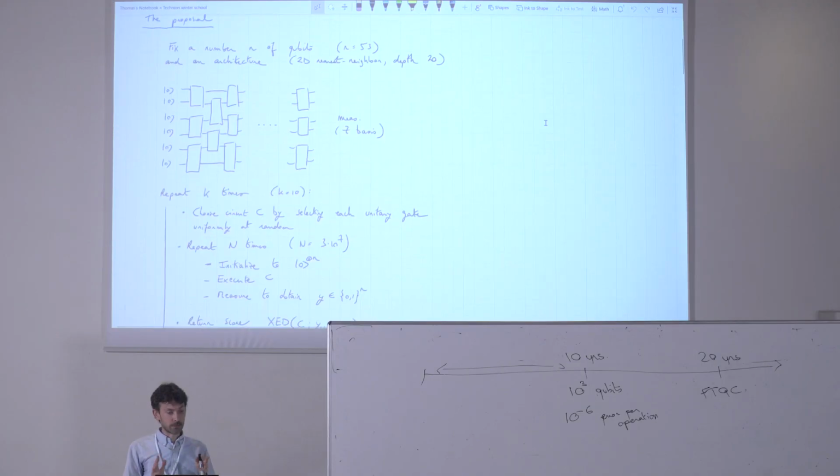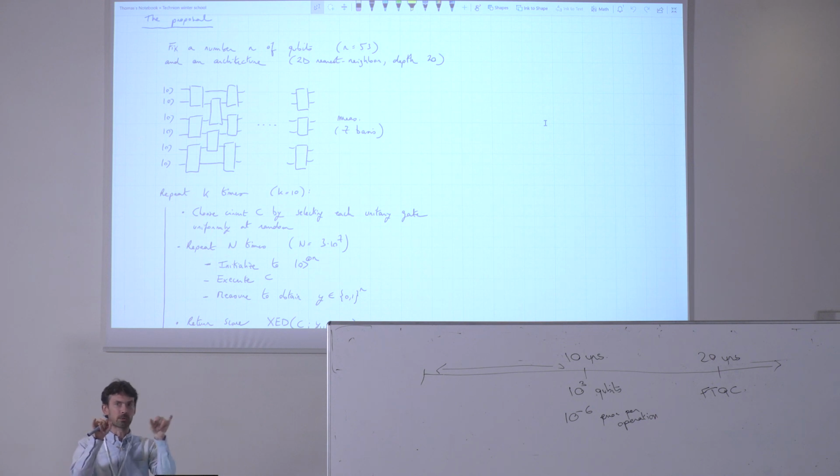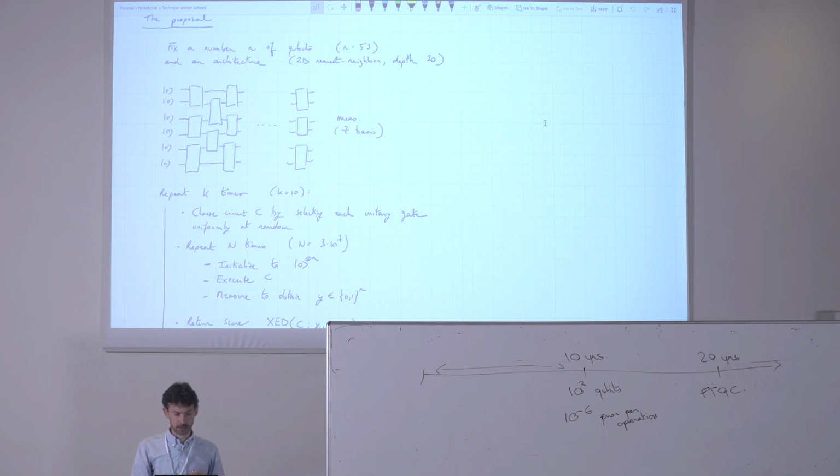So the concrete version of the test is that you fix a certain number of qubits. In the case of the Google experiment, there's 53. And you also fix an architecture. The architecture just says where gates go and how many layers of them you have. So in the case of their experiment, the architecture is 2D. So the gates are nearest neighbor on the 2D architecture, and there's 20 layers of gates. So this fixes the architecture, but it doesn't fix what the gates are. These are just boxes, but I haven't written anything inside them.